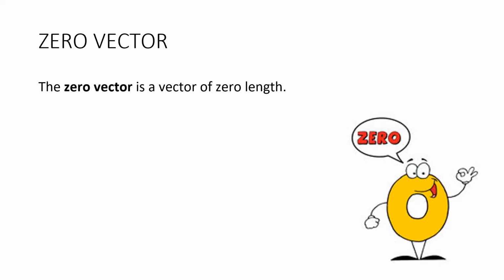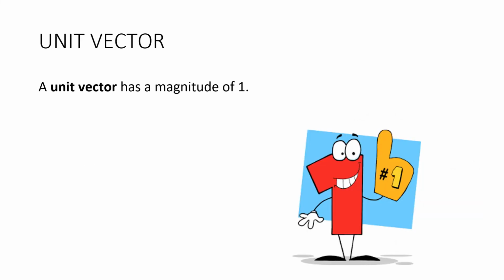Now a couple of definitions. The 0 vector is a vector of 0 length. And we have A plus 0 is equal to A, and A plus the negative of A is equal to 0. And a unit vector has a magnitude of 1, and we write A with a little arrow on top.